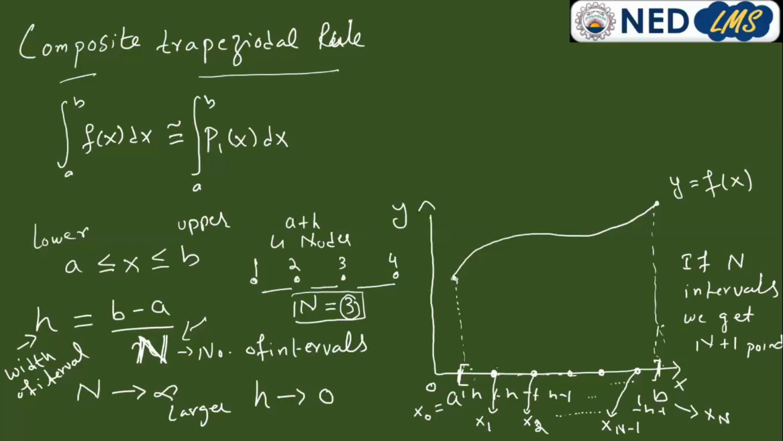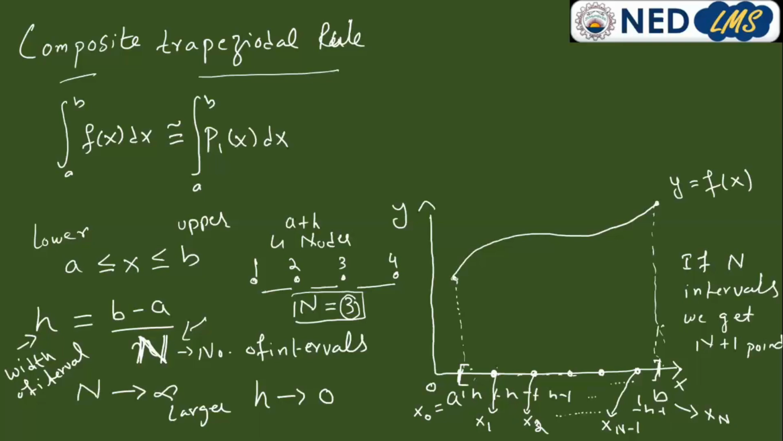Then the label of the last index is xn. Yes, it is correct. Why? Because I told you there are n intervals. So the total points, from 1, 2, 3, 4, would be n plus 1. So I started labeling from 0. If I start labeling from x naught, then the last point must be xn. Because if I started from x1, then the last point must be n plus 1. But I started from 0, x naught. So this means that the last point is xn. Okay, so do not confuse it like that.